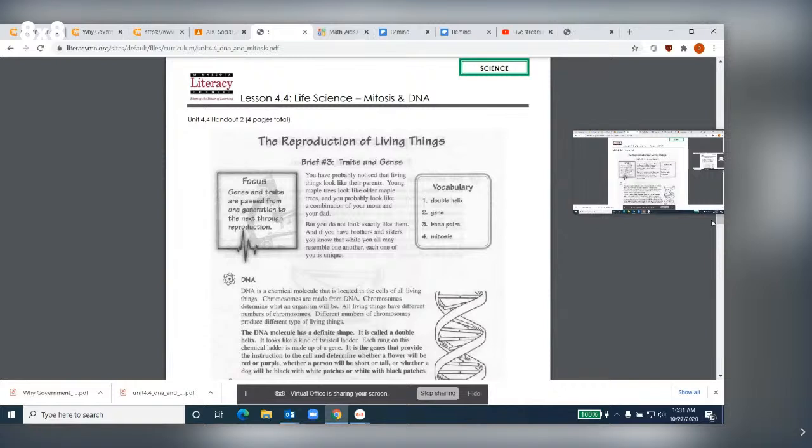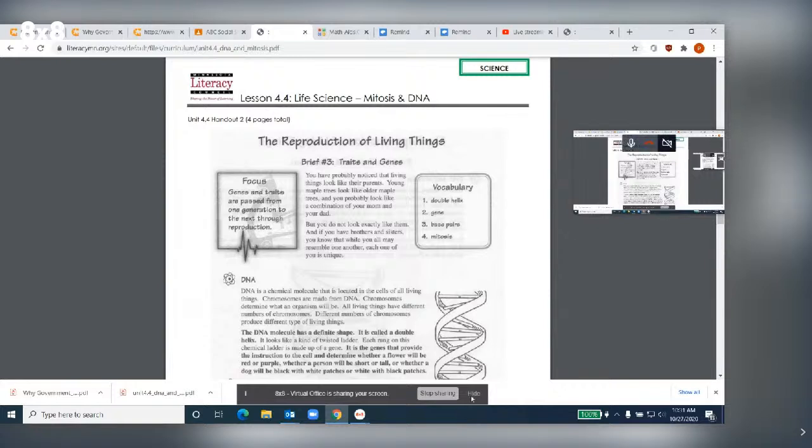So you probably noticed that living things look like their parents. Young maple trees look like older maple trees, and you probably look like a combination of your mom and dad. But you do not look exactly like them. And if you have brothers or sisters, you know that while you may resemble one another, each of you is unique. So this goes into DNA.